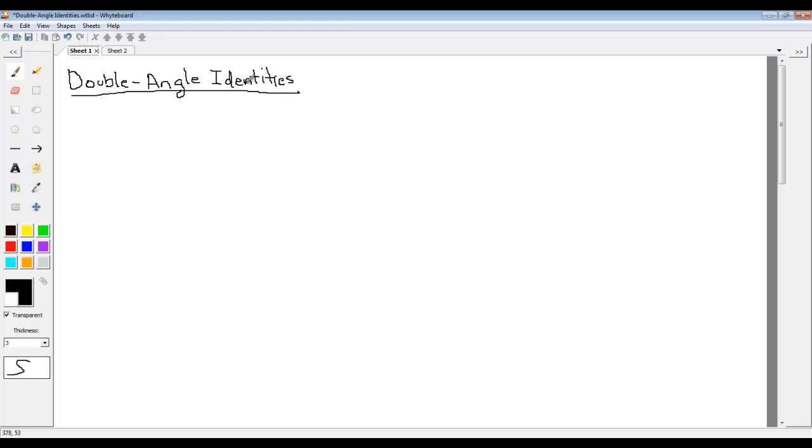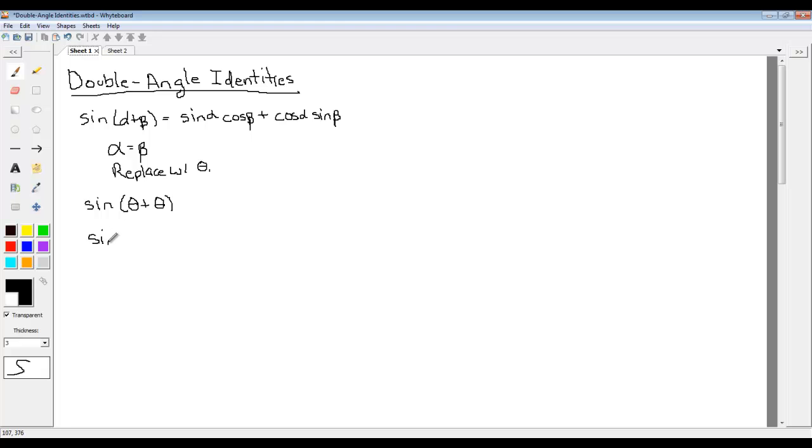Previously we learned that the sine of alpha plus beta equaled sine alpha cosine beta plus cosine alpha sine beta. But what if alpha and beta are equal? Let's replace them with theta and see what happens. So let's say we have sine of theta plus theta, which is essentially sine of 2 theta.